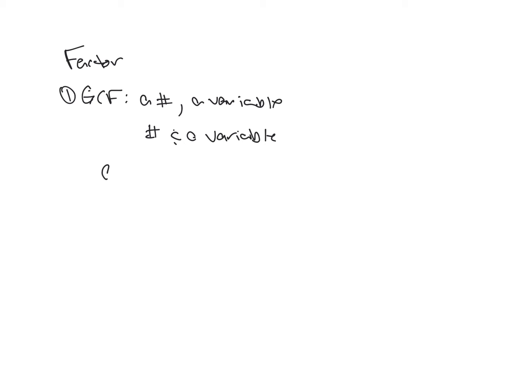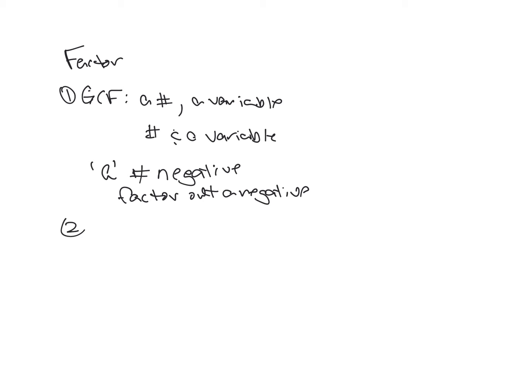And then also remember your A value cannot be negative, right? Cannot be negative. So you would have to factor out a negative. Okay. Then the second thing we look for is difference of squares.